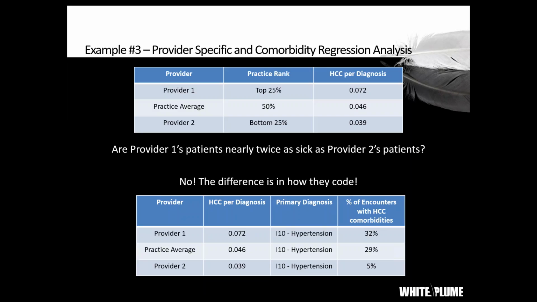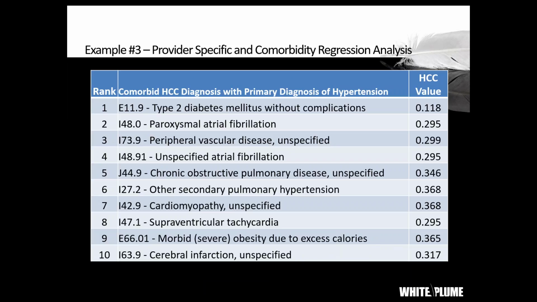So let's dig a little bit deeper. For this practice, when they see a patient with a primary diagnosis of hypertension, the code is I-10, one of the ones that I can remember off the top of my head. When they see a patient with a primary diagnosis of hypertension, these are the top 10 HCC codes that most frequently go along with it. So these are the other conditions that a patient with a primary diagnosis of hypertension is most likely to have.